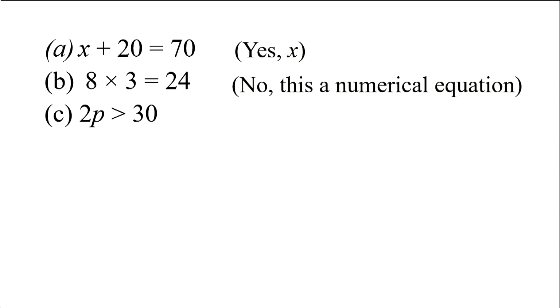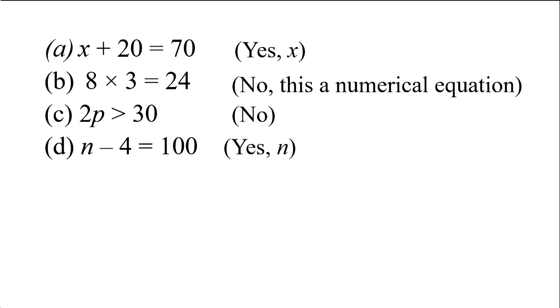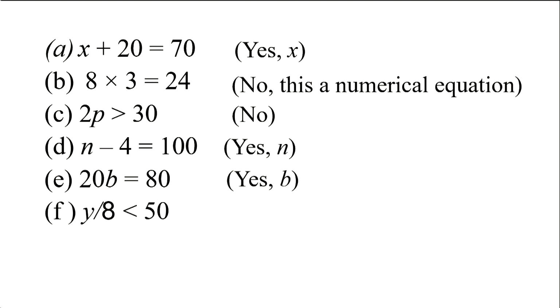What about C? 2p greater than 30. Here there is a variable, but because of the absence of an equal sign, it is not an example of an equation. That is why it is not an equation. What about D? n minus 4 is equal to 100. There is a variable. There is an equal sign. Therefore, it is an example of an equation and the variable is n. In the case of 20b is equal to 80, here also we find a variable along with numbers and an equal sign. Therefore, it is also an equation with variable b. In the case of F, y divided by 8 less than 50, it is not an equation. Why? There is no equal sign.